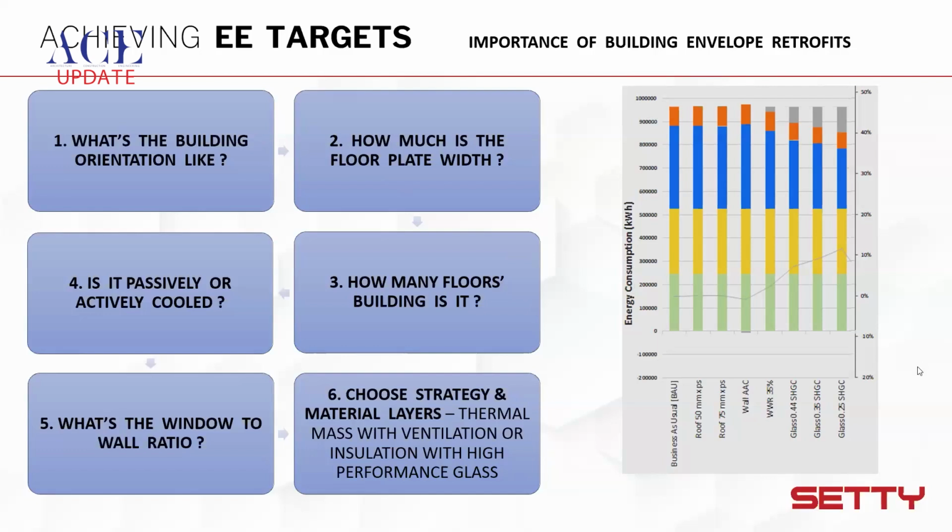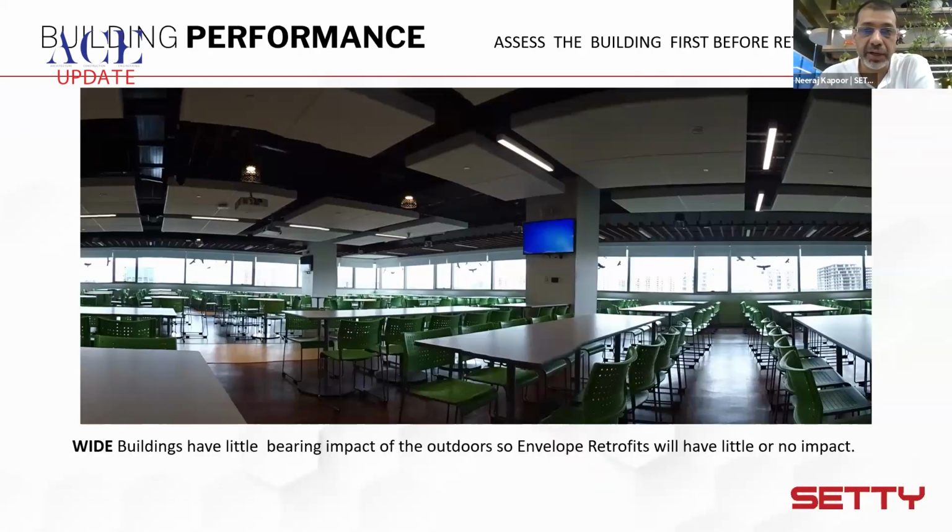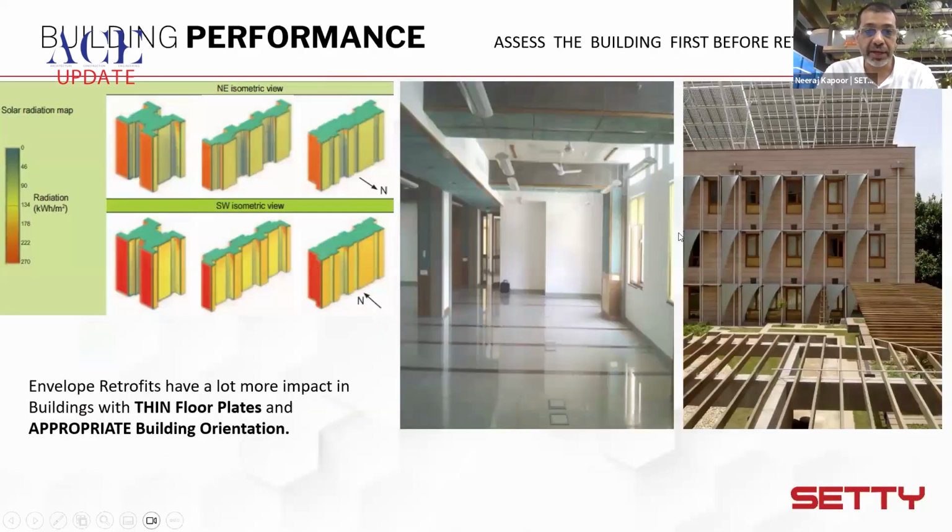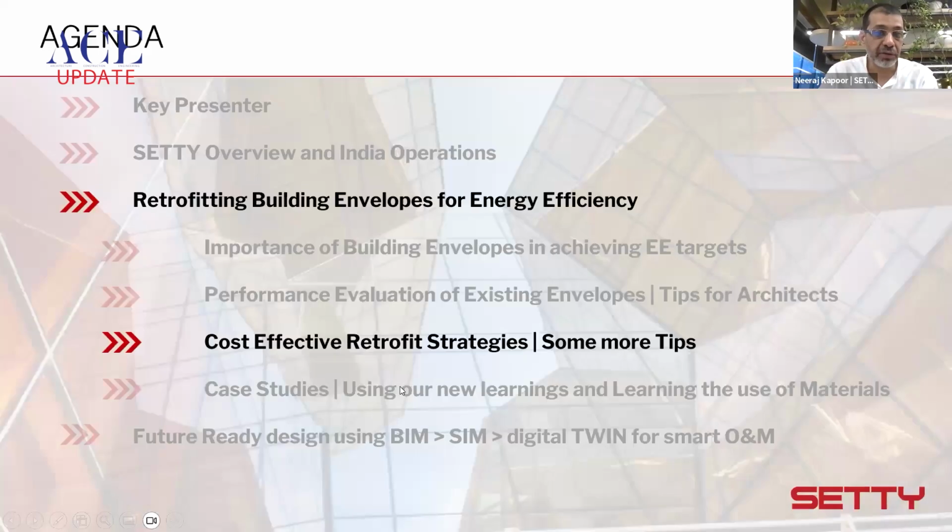Sorry. So coming back here, you need to look at the building performance. Is it a big, wide floor plate where it will have little bearing or impact of the outdoors? Then the envelope retrofits will have little impact. Looking at the orientation, in a thin building, what are the measures that you can deploy? There are a lot of things: the window itself, does it have a daylight area that can help penetrate daylight deeper into the building beyond the work plane? Does it have shading devices and so on? We'll cover some of that.